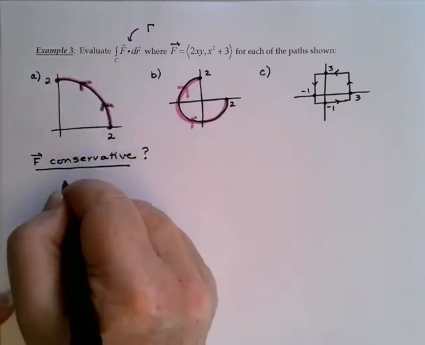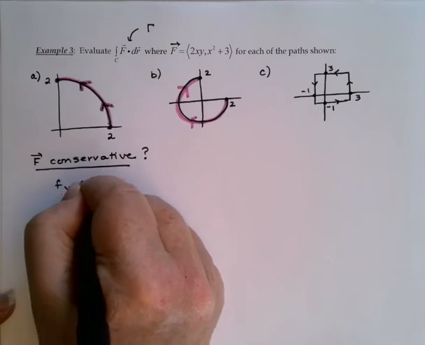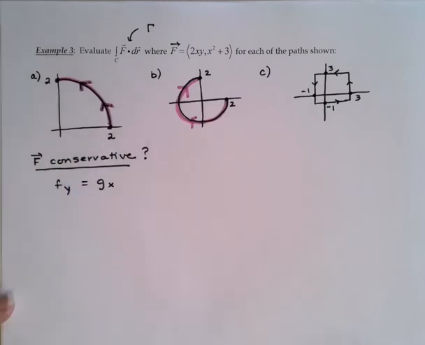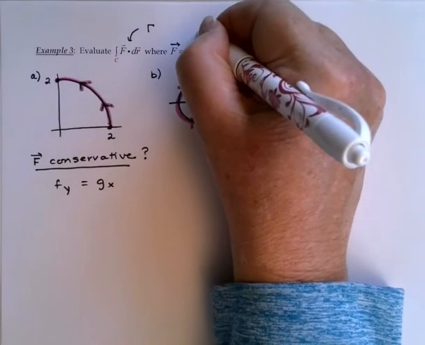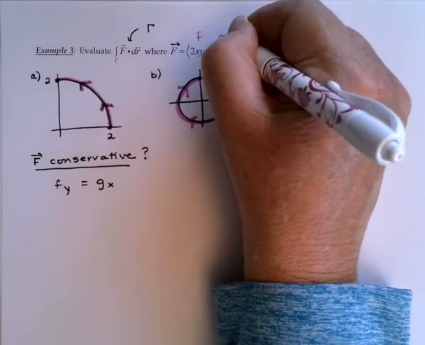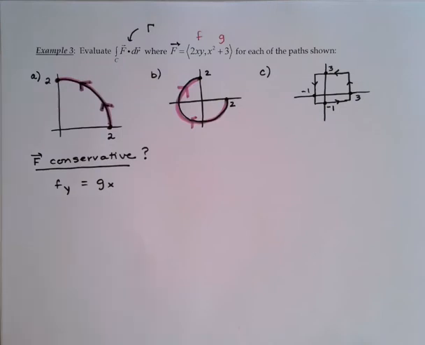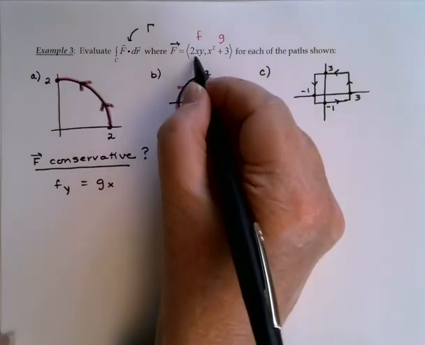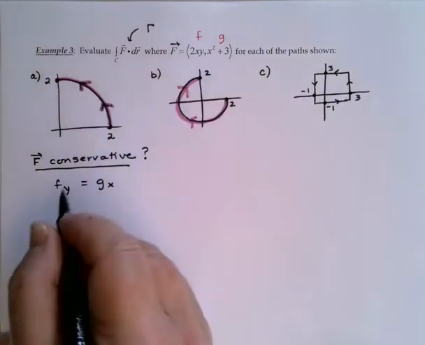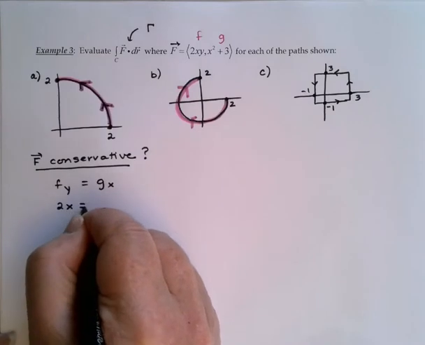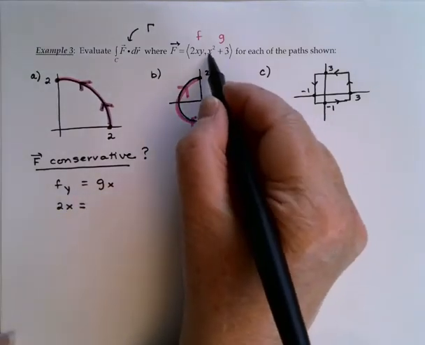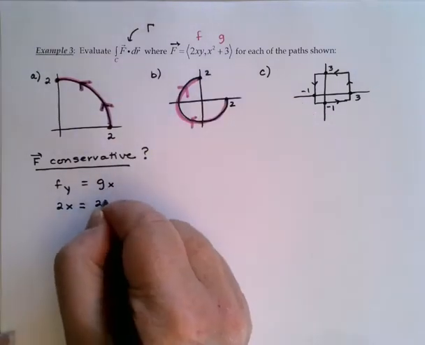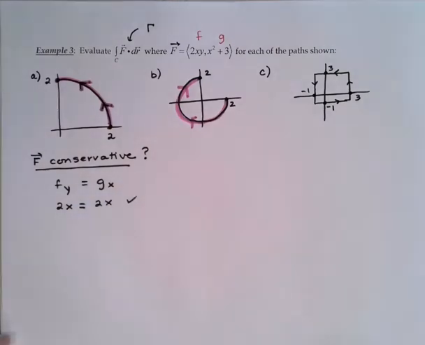The test for that is f sub y would have to equal g sub x. Remember, back in the vector field, that's where the f and the g come from. So the derivative of f with respect to y would be 2x. And g with respect to x is also 2x. So yes, our vector field is conservative.